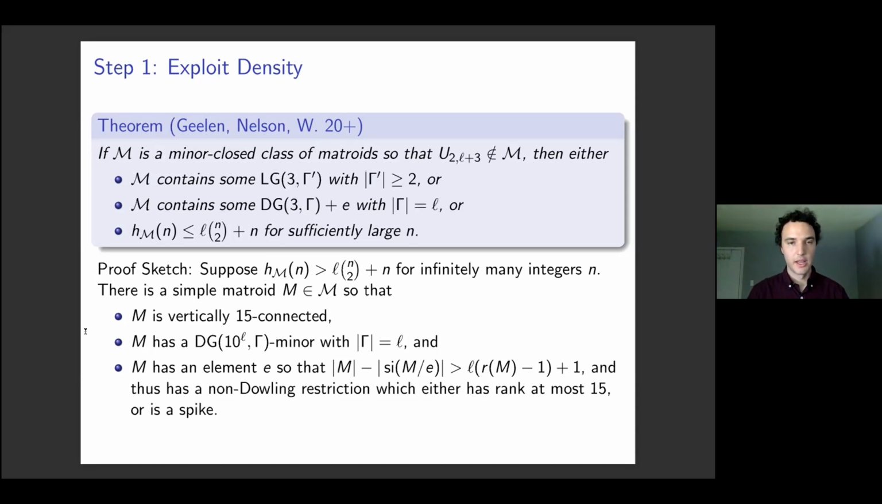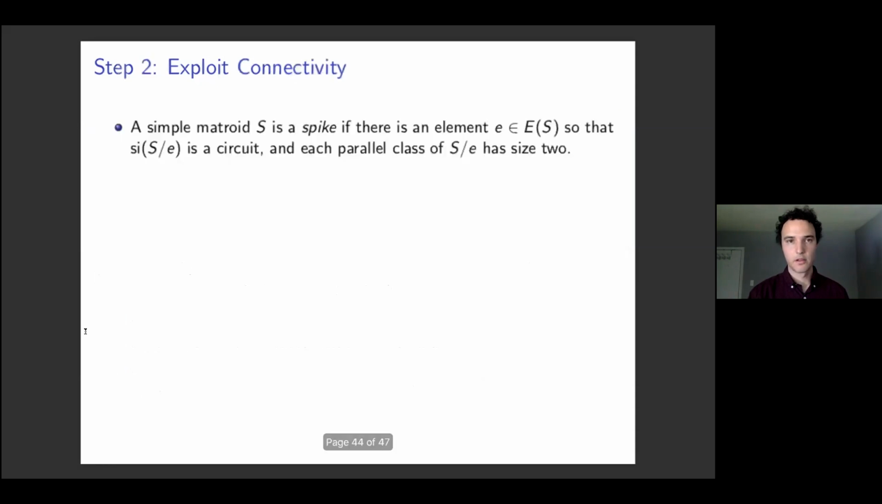Okay, and now we've reduced the proof to just a problem about vertical connectivity and spikes. Okay, so here's what a spike is. A simple matroid S is a spike if it has some element E, so that the simplification of S contract E is a circuit, and each parallel class of S contract E has size 2. Okay, so it's kind of two copies of a circuit.